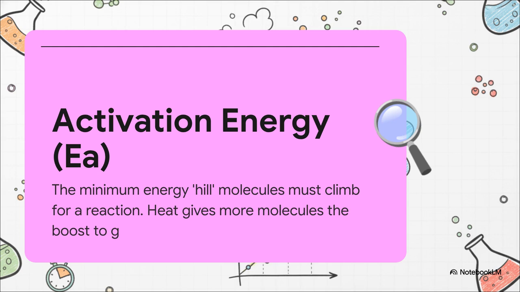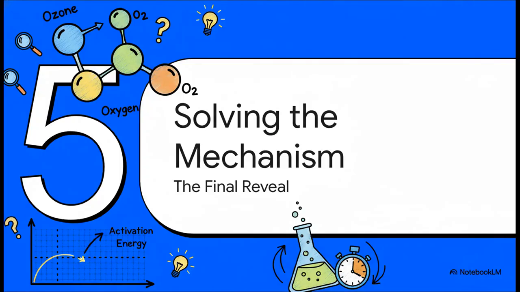The best way to think about it is like every reaction has to get over an energy hill before it can happen. Heat is like a turbo boost. It gives more of the molecules the oomph they need to make it over the top of that hill. And by running experiments at different temperatures, chemists can actually calculate exactly how high this energy hill is for our ozone reaction.